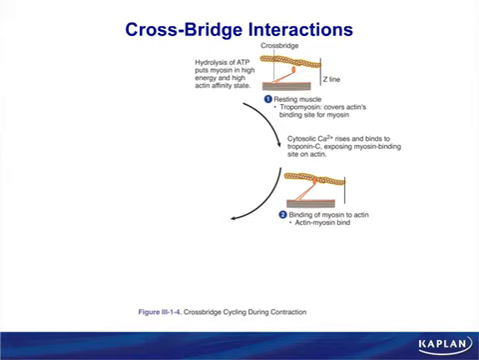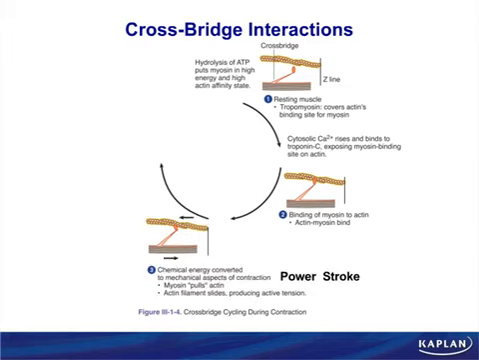Once that binding site is exposed, step 2, actin and myosin bind together. Again, remember, myosin was in a high energy, high affinity state. So once that binding site is exposed, it will immediately bind the actin molecule. Once myosin binds, it was in a high energy state, so we convert that energy to a mechanical pull. Effectively, myosin will pull the actin, and this will produce active tension. That is our power stroke.